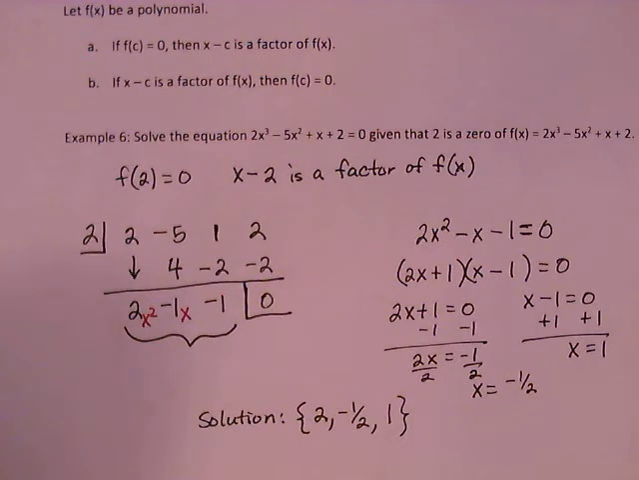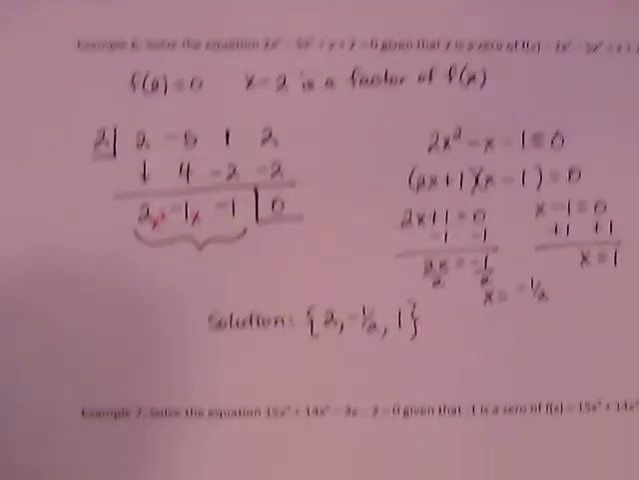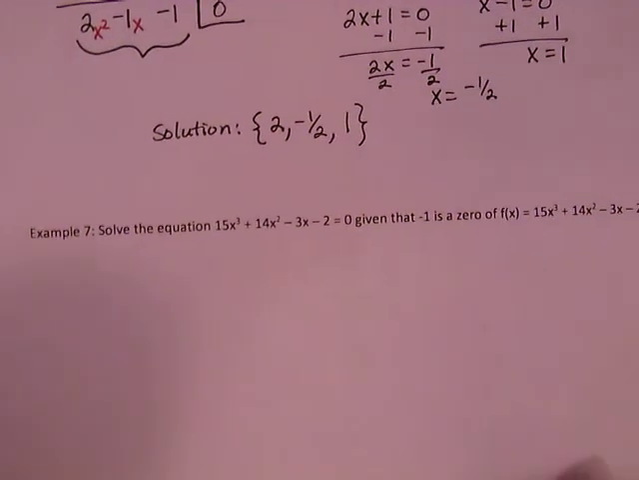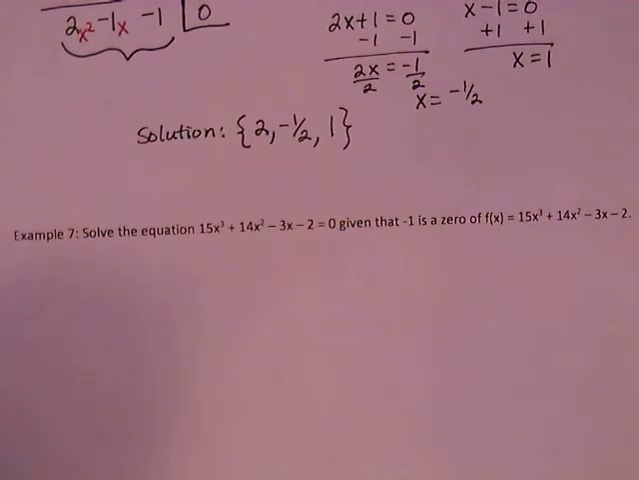Okay, so that's example 6. And finally, example 7. Here we're going to solve the equation 15x cubed plus 14x squared minus 3x minus 2 equal to 0.